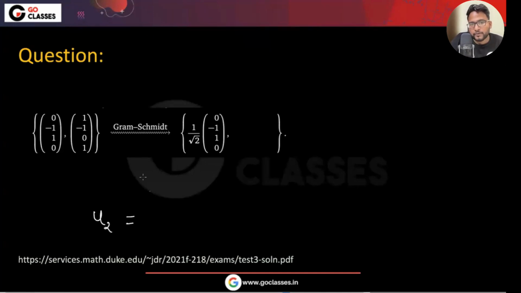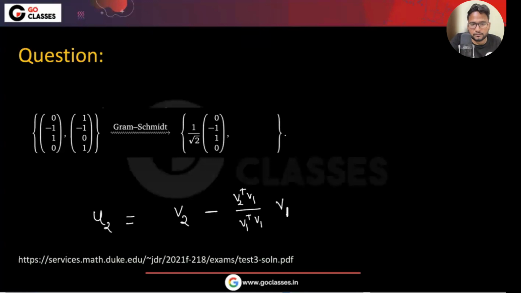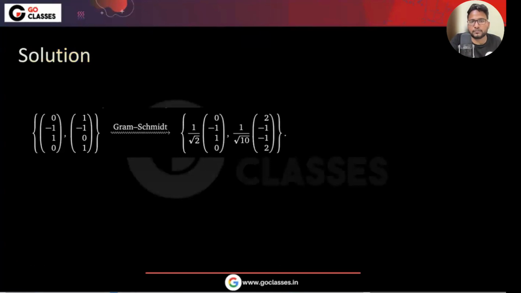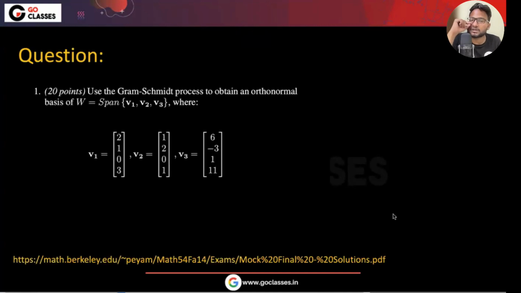Second vector u2 will be v2 minus, you will be subtracting along with v1. So this is v1 transpose v1, and then this is v2 transpose v1. Now, if you calculate it, you will be getting your u2. This is your answer. Similarly, there are multiple questions. For example, you can try this question after writing the formula.